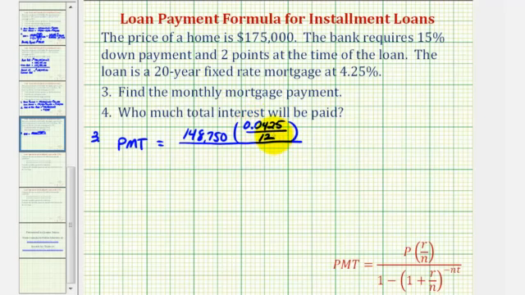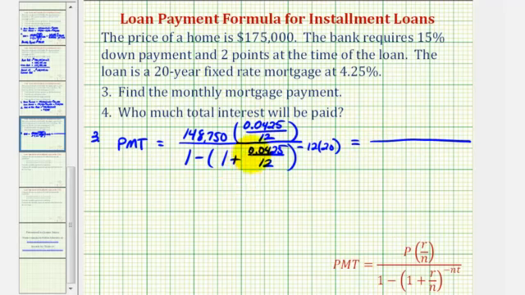So here's the numerator, and then for the denominator we'll have 1 minus the quantity 1 plus R divided by N, which again is 0.0425 divided by 12, raised to the power of negative N times T, which would be negative 12 times T, which is the time in years. This is a 20-year fixed rate mortgage, so T is 20. Now let's go to the calculator to evaluate this, and we'll determine the numerator and denominator separately to help us simplify this.